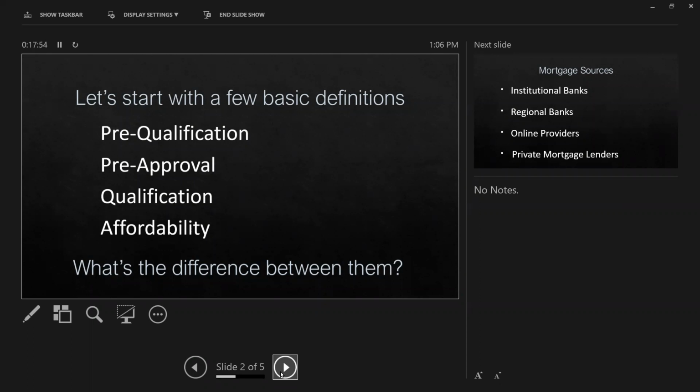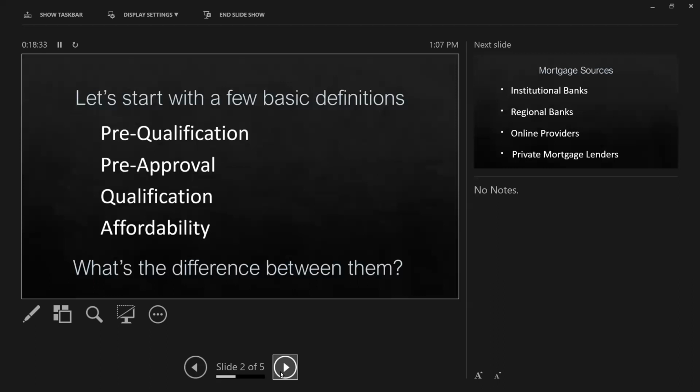Pre-approval, however, is an instrument, a tool, a letter, a certificate that is issued by the lender to the borrower or buyer to be attached to an offer. Frequently, pre-qualification and pre-approval are confused. The biggest difference between pre-qualification and pre-approval is documentation. We'll get back to that in another slide.